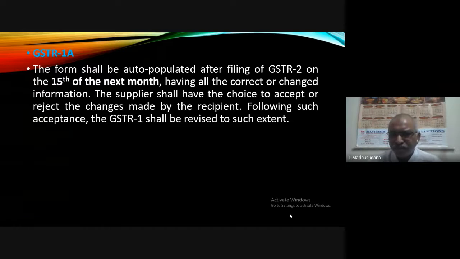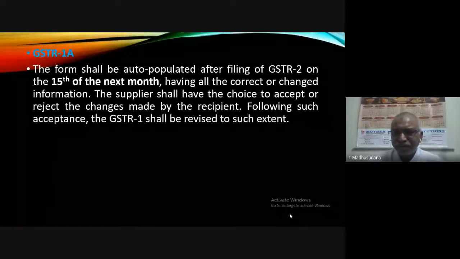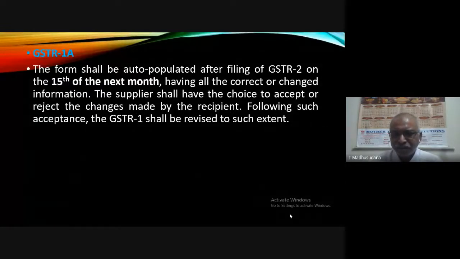This is also a monthly return to be submitted. So this is also auto-populated. That means at every stage there is a correction or rectification of errors. The correction of data is allowed. So once the data is confirmed at one stage, immediately it will be auto-populated in another form. So the supplier shall have the choice to accept or reject the changes made by the recipient.